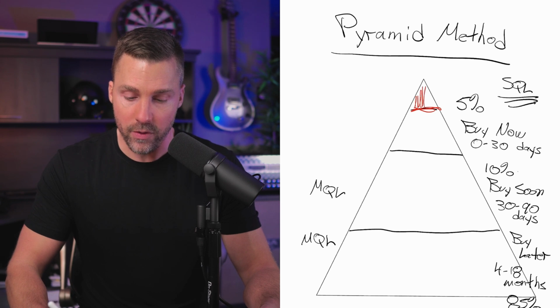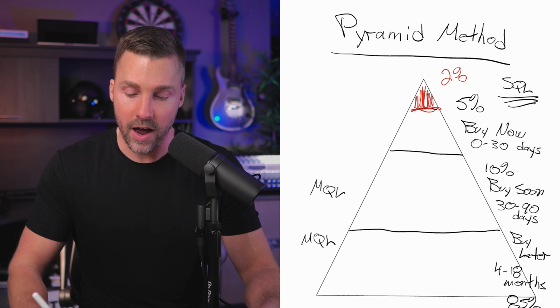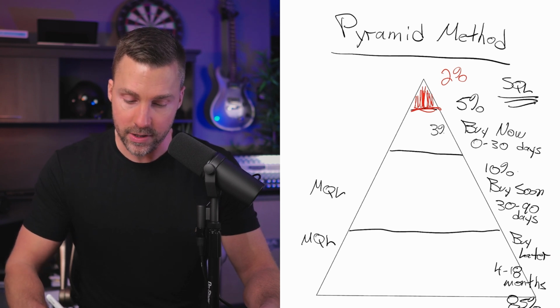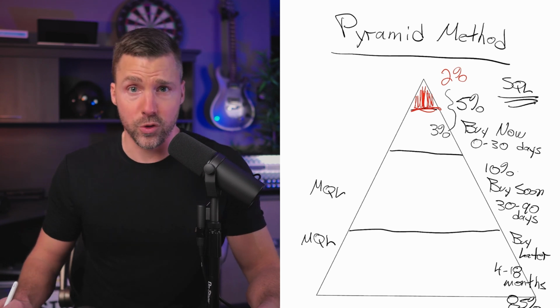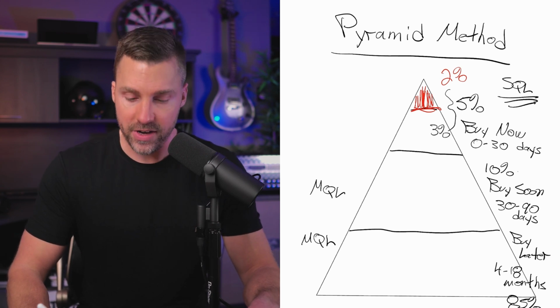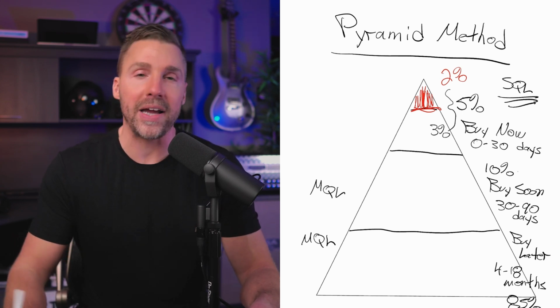And in this very, very top section, we're typically looking at around 2% of this 5%. So we could break this down where this now becomes 3%. We'll draw a little squiggle there. That becomes 3% for down here and 2% at the very top. These are your spicy hot leads.